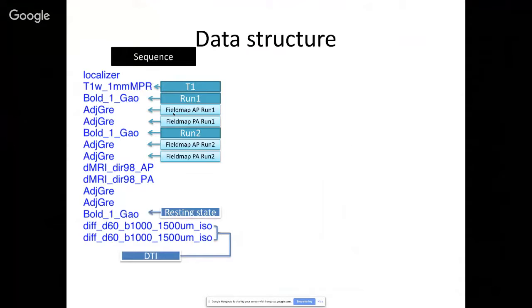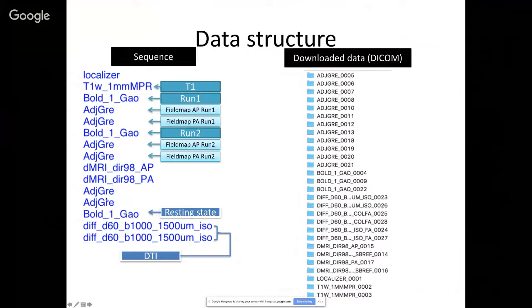After this, we have some other folders. This is the bold one, and we repeat it again, but this is the resting state. The subject just lies down in the scanner, doesn't do anything, just takes a break. This is the resting state. And the rest of the folders are for the DTI images. Here, we don't need the EPI now.